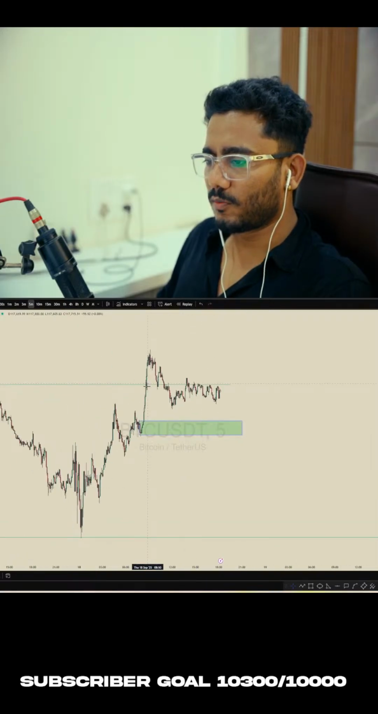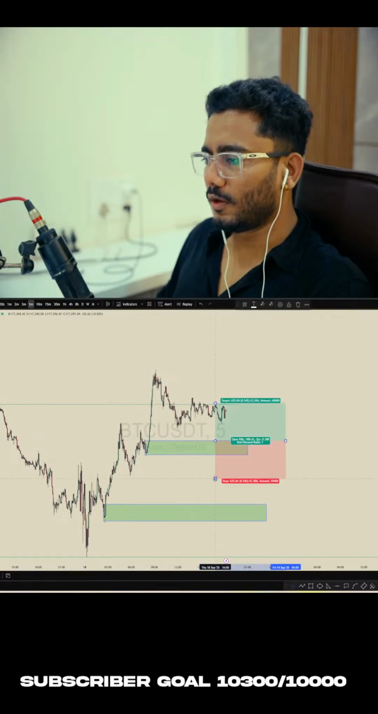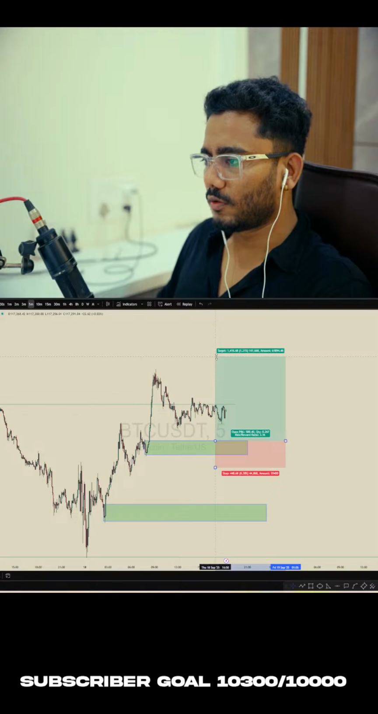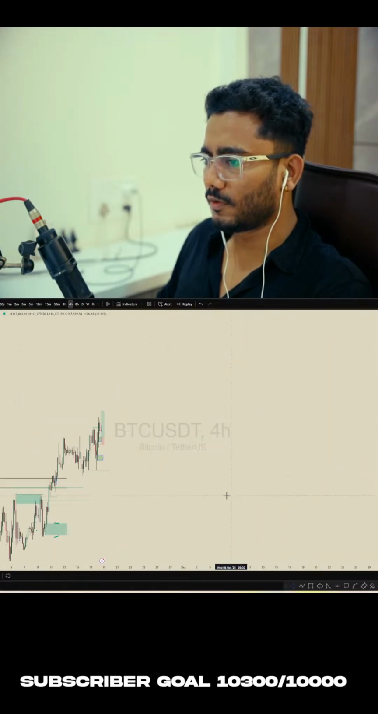So you could look for buy from this order block and this order block. Entry, stop loss below this low. Target the next high.